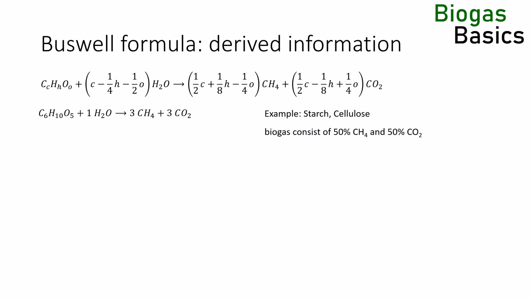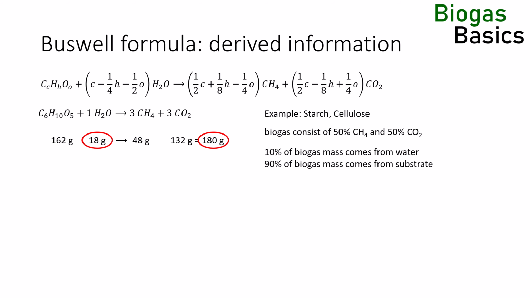Now let's look at the mass of each reactant. 1 unit of starch weighs 162 grams, plus 1 molecule of water, which is 18 grams, reacts to 3 molecules of methane, which is 3 times 16 gram or 48 gram, and 3 molecules of CO2, which are 3 times 44 gram or 132 gram. The mass on both sides of the equation adds up to 180 grams. It takes 18 grams of water to create 180 grams of biogas. So 10% of the biogas mass comes from water and 90% comes from substrate.